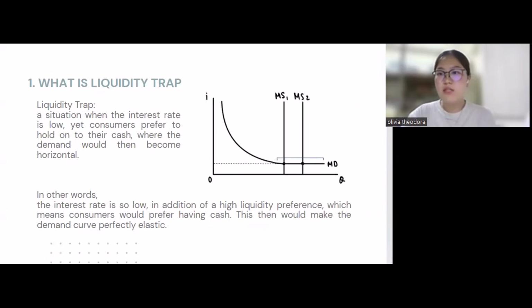So the first question is, what is the liquidity trap? The liquidity trap is a situation in the money market when the interest rate is low or near zero. Yet, consumers prefer to hold on to their cash, where the demand would then become horizontal. In other words, the interest rate is so low or almost 0%, and there's a high liquidity preference, which means consumers or households would prefer having cash as it is the most liquid asset. This would then make the demand curve perfectly elastic.